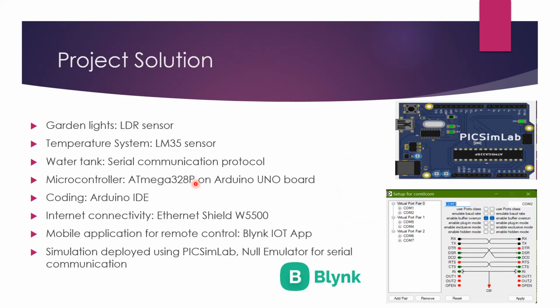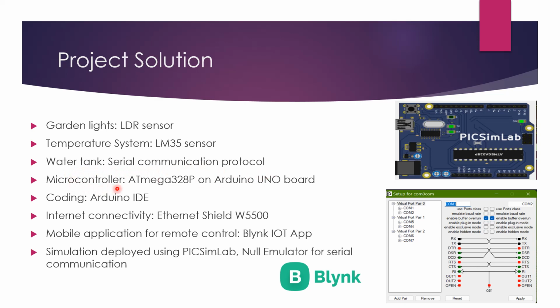So, with these requirements in mind, we designed our home automation project. Here is the project solution. For garden lights, we'll be using the LDR sensor or the light dependent resistor. For temperature system, we will be using the LM35 sensor to read the indoor temperature. For water tank, we use the serial communication protocol.